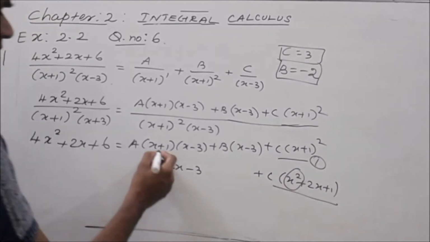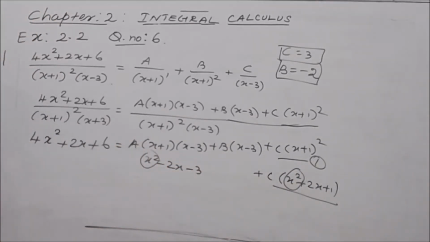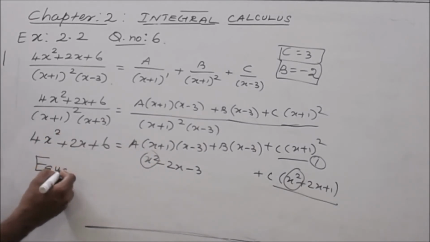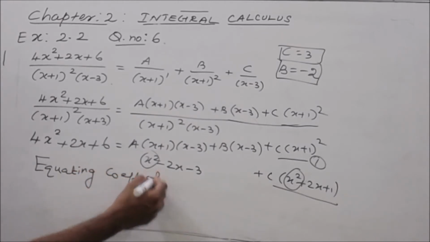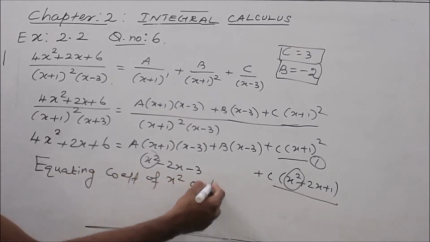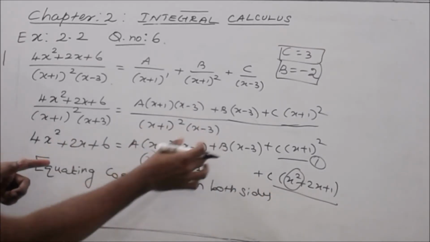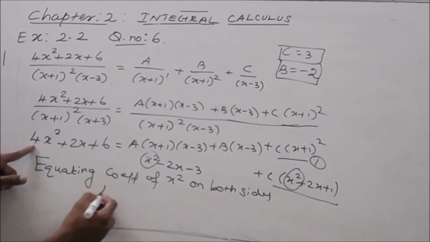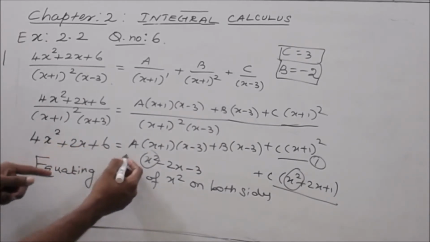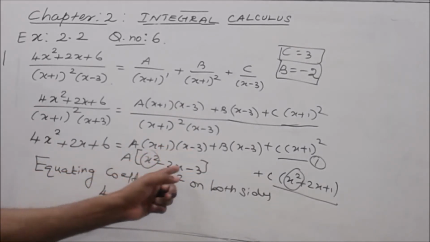Both the terms contain x square. In this term there is no x square. So just equate the coefficient of x square on both sides. Because these are equal, we can equate the corresponding coefficients. Here 4, and here a into x square minus 2x minus 3. Multiply and simplify, and we will get this value.